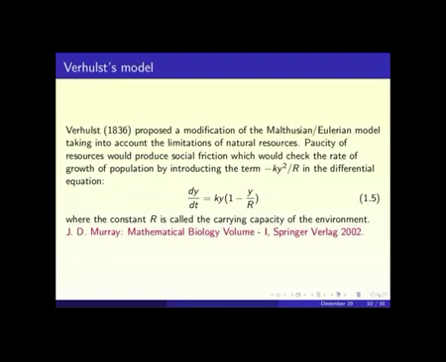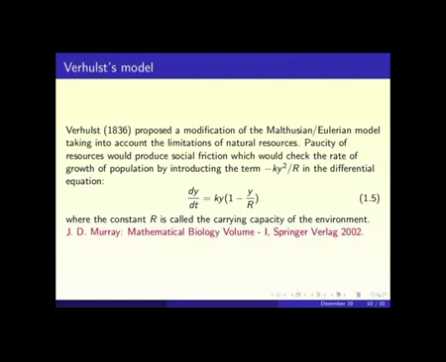Look at equation 1.5. The differential equation has changed. The rate of change of population is not dy by dt equal to ky. It is dy by dt equal to ky minus some term. What is the term? ky squared by r, where r is another constant. This r, the second constant r, is called the environment's carrying capacity. This constant r will depend upon the limitations of the environment in which the ecology is evolving.